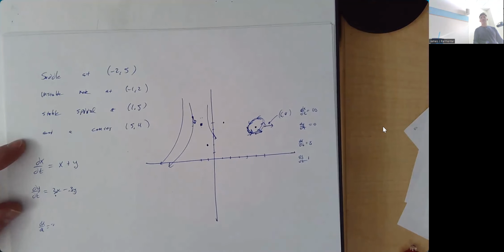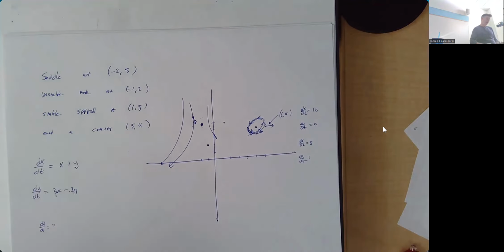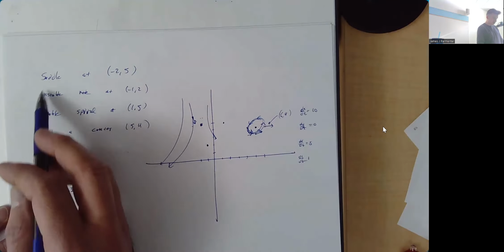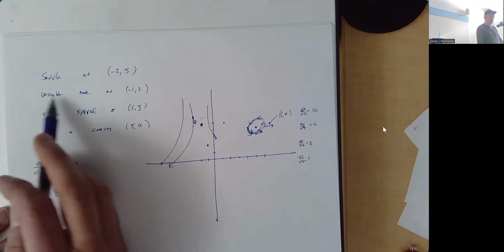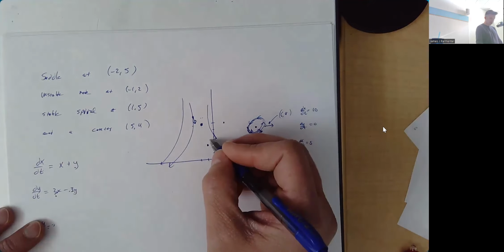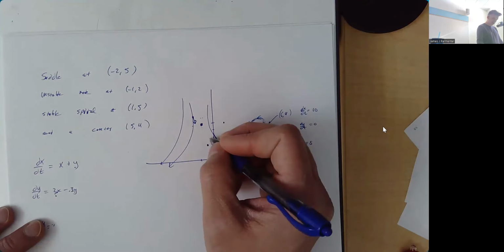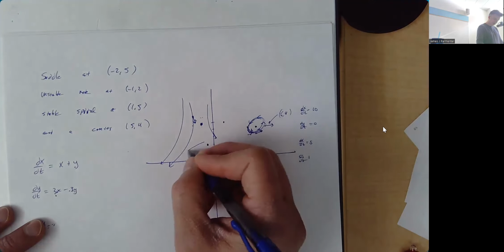Yeah. I think for all the points. Well, I mean, that's not true. Right, because for the unstable node, negative 1, 2, we know things are going out away from it. So, yeah, maybe like that.